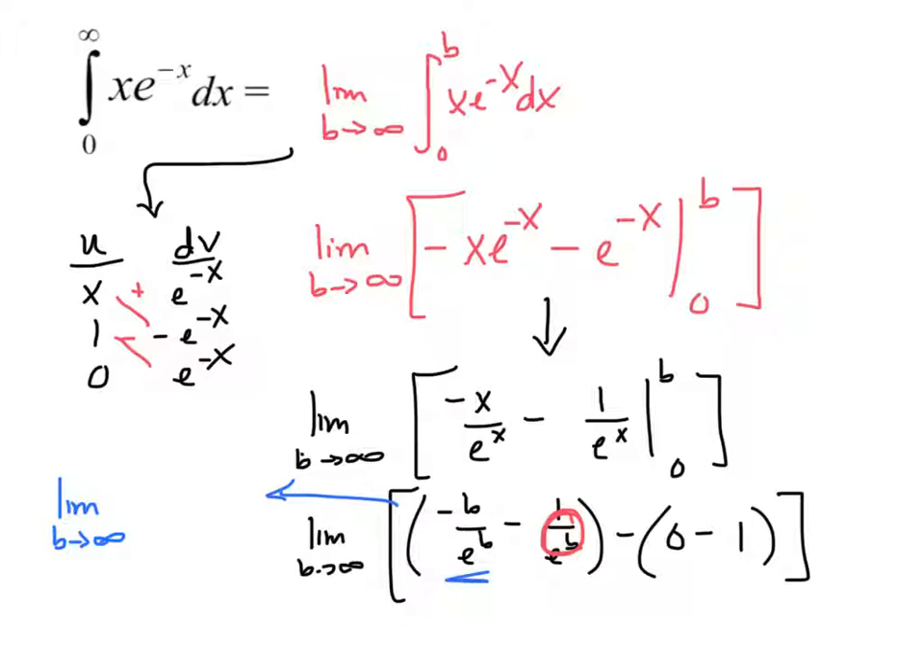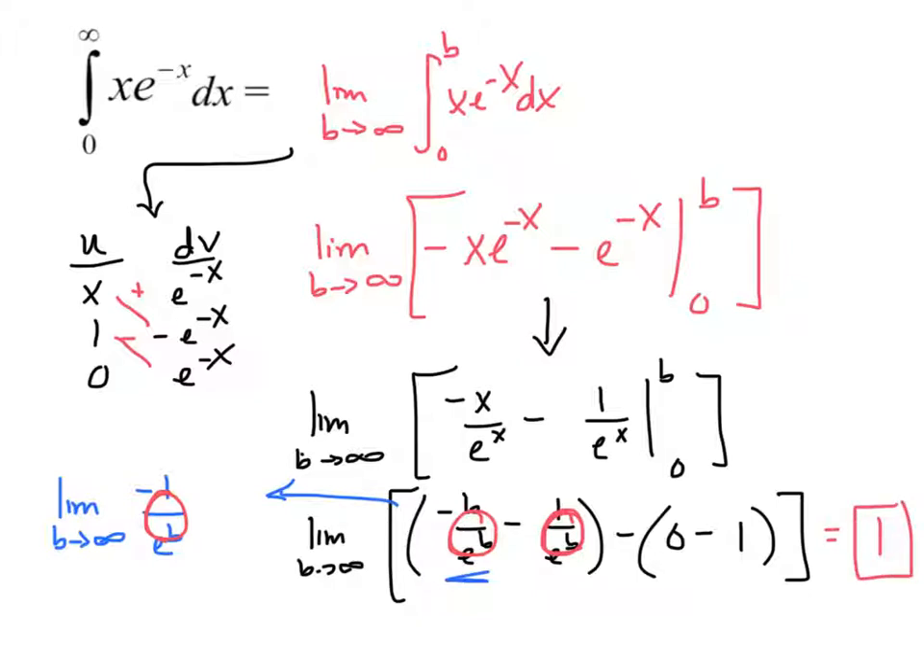So I could take the derivative. The derivative of negative b is negative 1. The derivative of e to the b is e to the b. So now you plug in infinity and you see that, oh yeah, it definitely does approach 0 by L'Hopital's rule. So I have 0 minus negative 1 for an answer of 1.